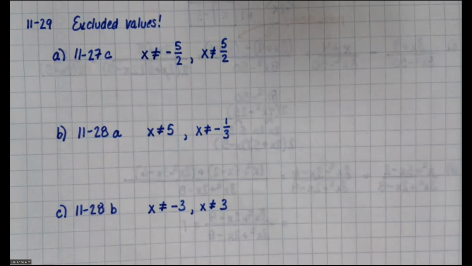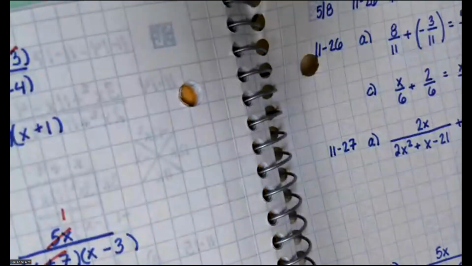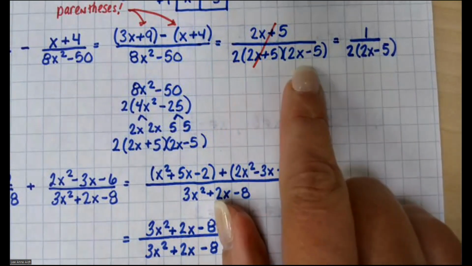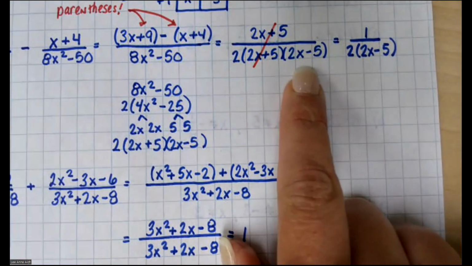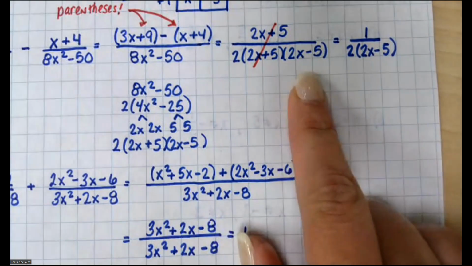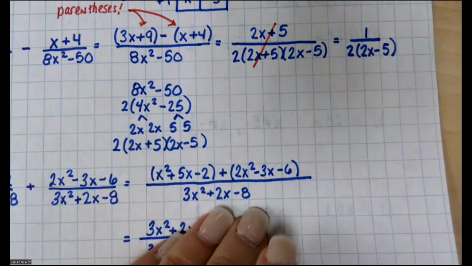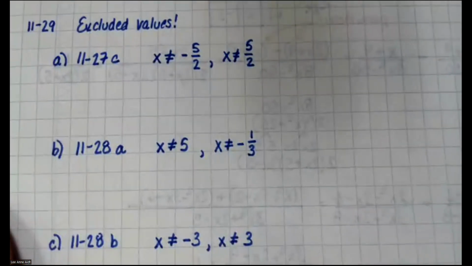Yes, sir. Because they were both in the denominator. Hold on, let me flip back for you. You see? So right here, this is the -5/2 and this is the +5/2. So you remember, you always have to get your excluded values from the problem, not the answer. Always from the problem, not the answer. Right, you guys have like time to do homework.